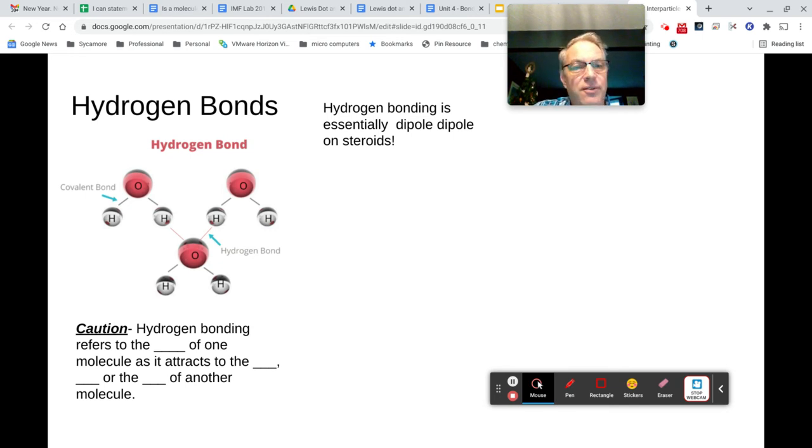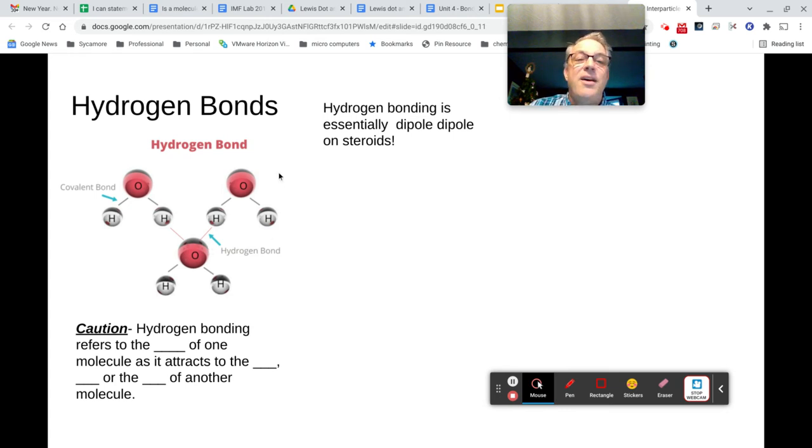Now, let's look at this carefully. Here's water. The hydrogen bond they're talking about is not the H that's covalently bonded to the oxygen. That's not what they're talking about. It's saying, hey, this is a dipole. This is somewhat positive. This is somewhat negative. The hydrogen bonding is where this somewhat positive H attracts to the somewhat negative oxygen, or it could be nitrogen or fluorine, of another molecule. That's the hydrogen bonding attractive forces.